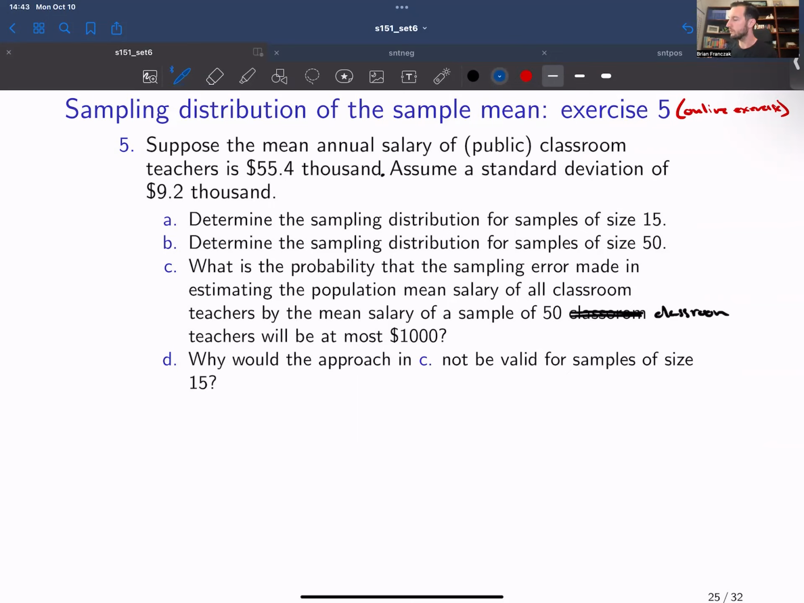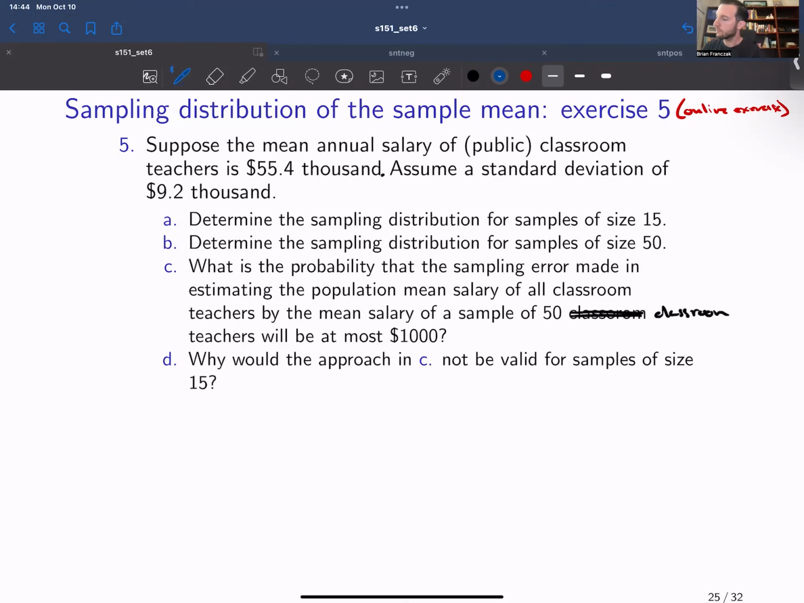So we are going to work through exercise number 5 of lecture set 6, which is on slide 25. In this example, we are putting together everything we've learned from lecture set number 6 to study the sampling distribution of the sample mean under various sample sizes when we don't actually know anything about the generative population. Suppose the mean salary of public classroom teachers is $55.4 thousand. Assume a standard deviation of $9.2 thousand. Notice that there's no information about the shape of the population given. We only know mu and sigma.